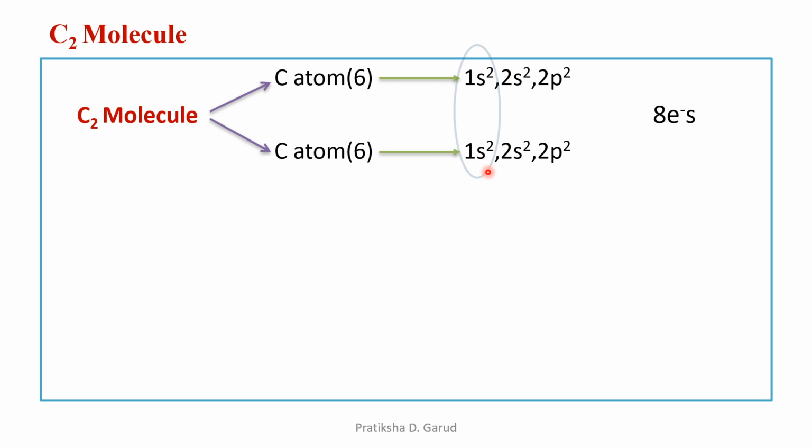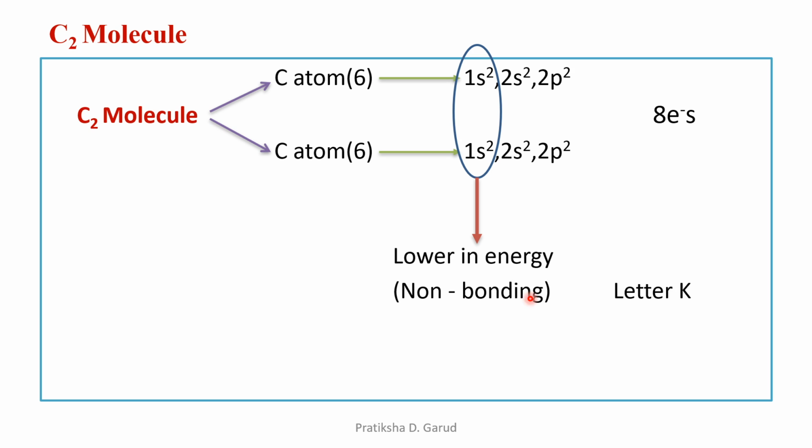Again, we know that these 1s2 atomic orbitals are lower in energy, and as they are lower in energy, they are considered as non-bonding. That means they are not used for the bonding. And hence, while writing the MO electronic configuration, we have to use the letter K. As there are two 1s atomic orbitals, we have to repeat the letter K. And hence we can say that only 2s, 2p of one carbon atom and 2s, 2p of the other carbon atom, these atomic orbitals are used for the bonding.